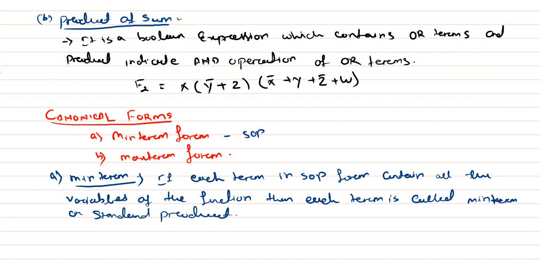So what does this long statement mean? If each term in SOP form contains all the variables of the function, then each term is called the min term of the standard product, and the representation is called min term form. This representation is called min term form.